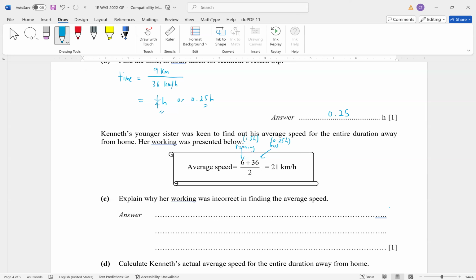Okay, the time that Kenneth spent running or jogging was not the same as the time he spent on the bus.